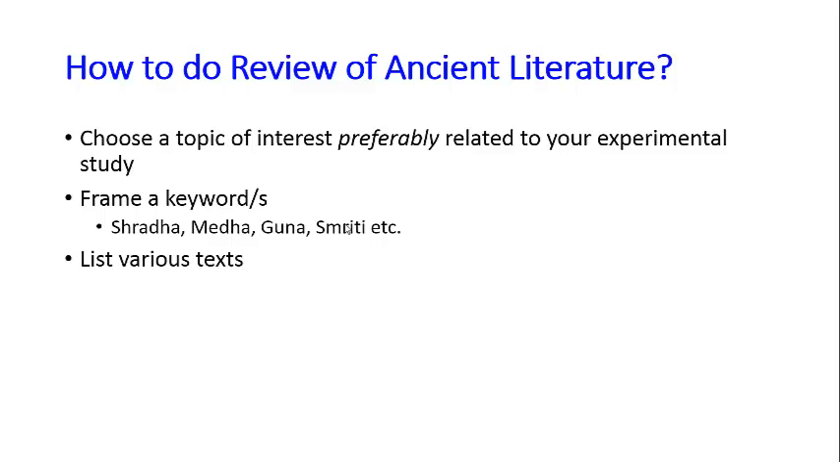And then list out various texts which you are going to search. There are a number of texts which you may get, but in order to put a boundary to your ancient literature review search, you must define them very clearly. What are the texts which you are going to use for your search? Like Bhagavad Gita, Upanishad, some Ayurvedic texts similarly.